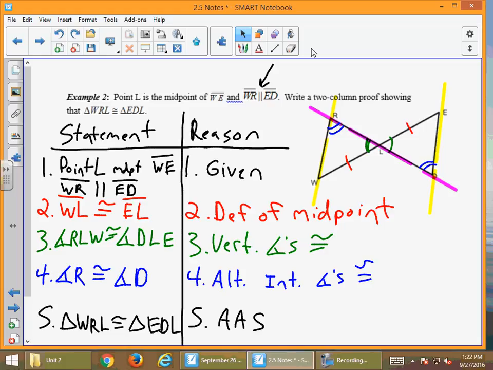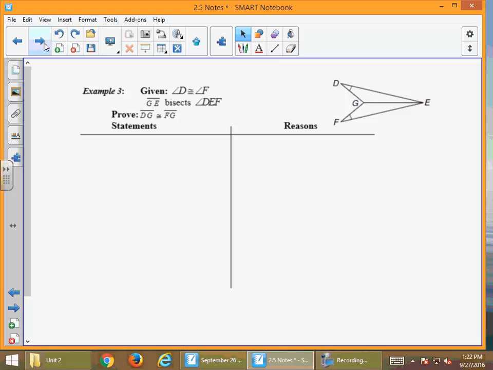All right? Some of you are saying, all right, I feel a little bit better with it. Let's try one more. In this proof, start filling out your boxes just like we normally do. Statement. Reason. What's our first statement? What are you going to write in as our first statement?